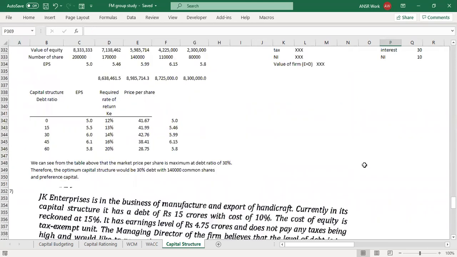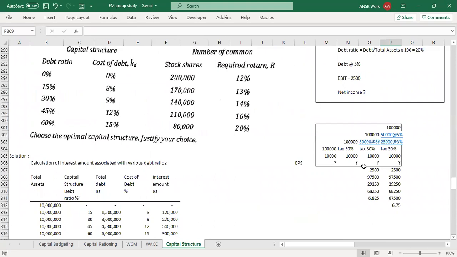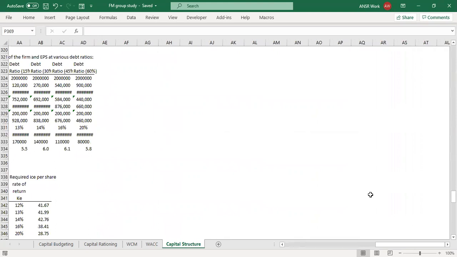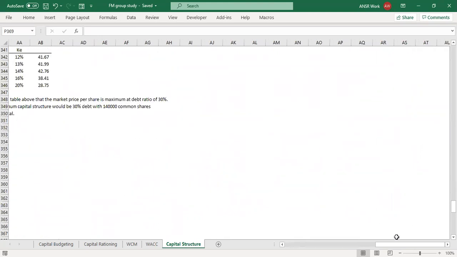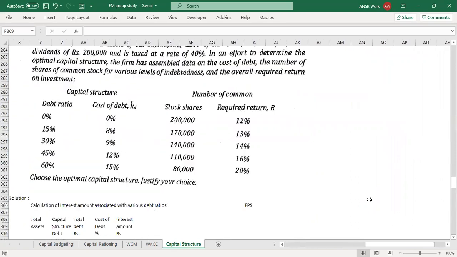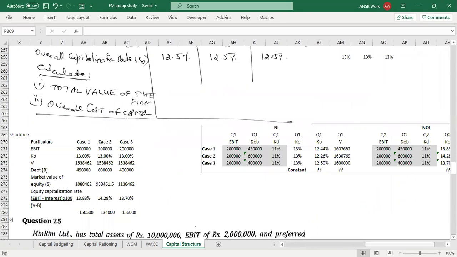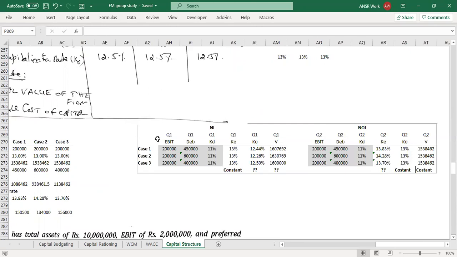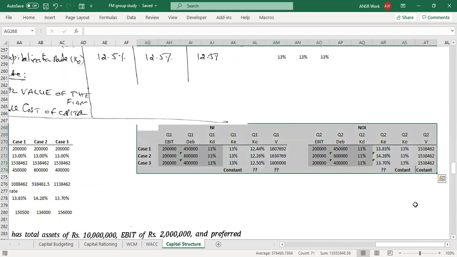So yesterday we discussed the net income approach and the net operating income approach. Can somebody remind me what the essence of both of these was? Now I'll help you out by showing you the table that we had yesterday. Give me 1 second. Here it is. This is the table that we had. If you're able to remember, can somebody tell me the essence of the net income approach and the net operating income approach?